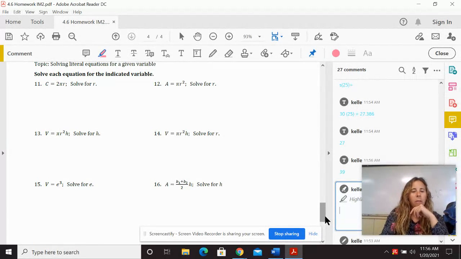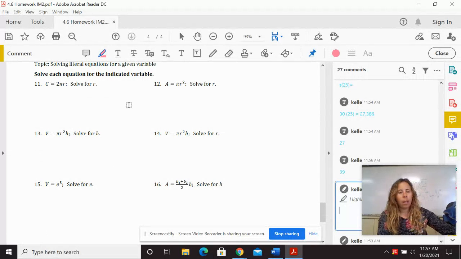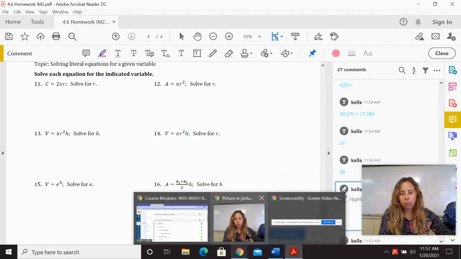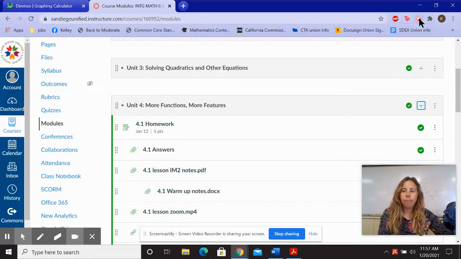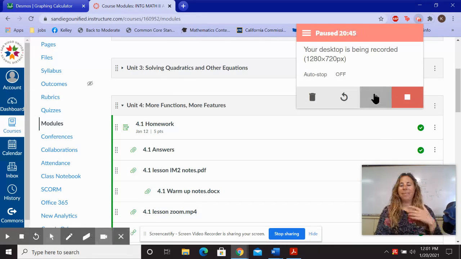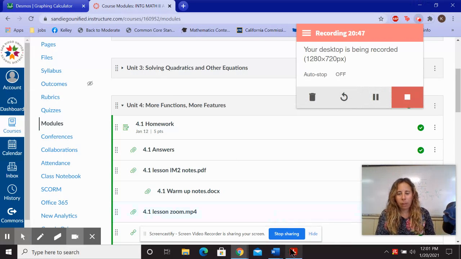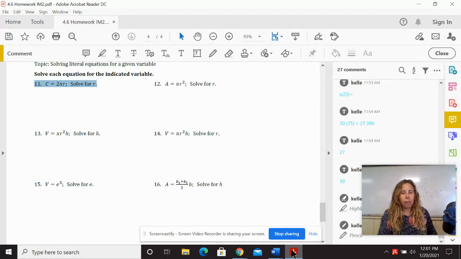Last part of the homework. Solve each equation for the indicated variable. This comes in handy because when you're finding inverse equations, you have to solve for different variables, right? You have to switch x and y and then solve. So that's kind of how this is related. Okay, I'm going to do 11, 13, and 15. I'm going to do them on a Word document because it's a little bit easier.